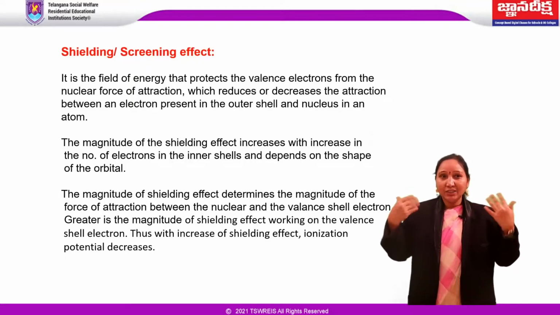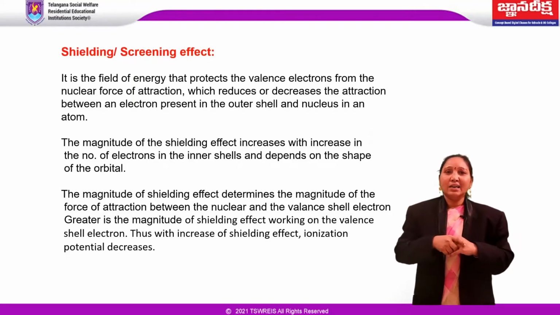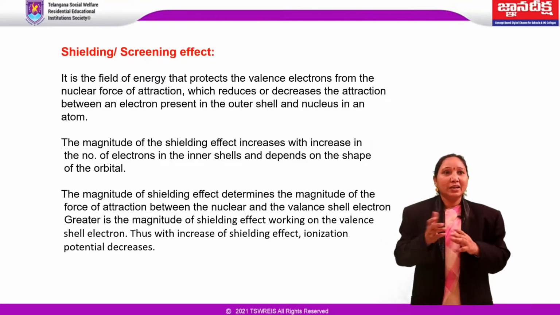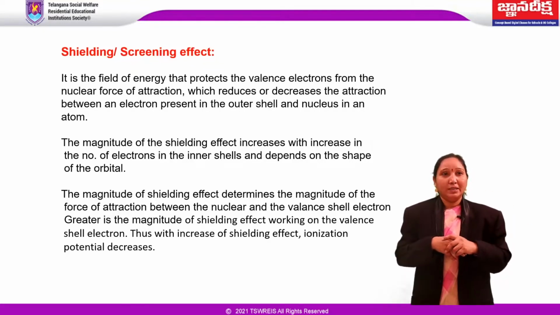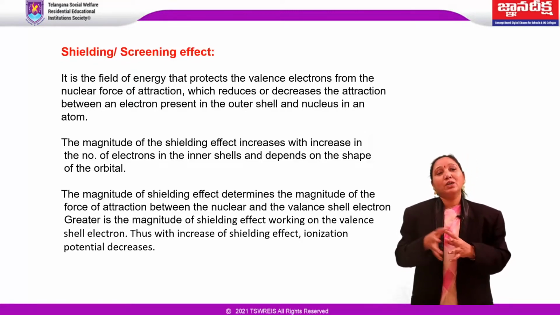When the shielding effect is more, that means when the screening effect is increased, the nuclear pull on the electron is lesser. Therefore, less energy is required to remove the electron from the outer orbit. The magnitude of the shielding effect increases with the increase in the number of electrons in the inner shells, and it also depends on the shape of the orbital.